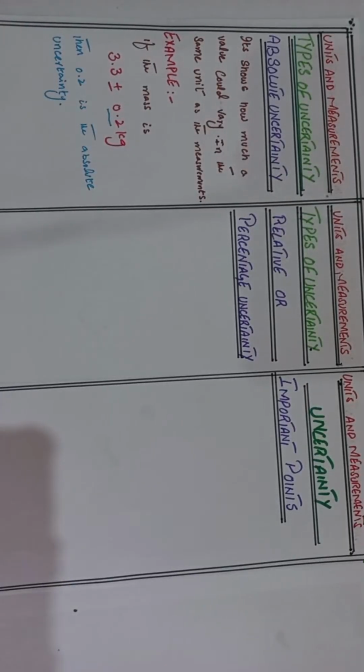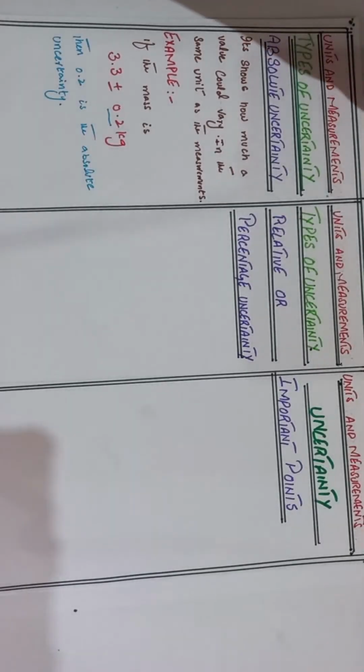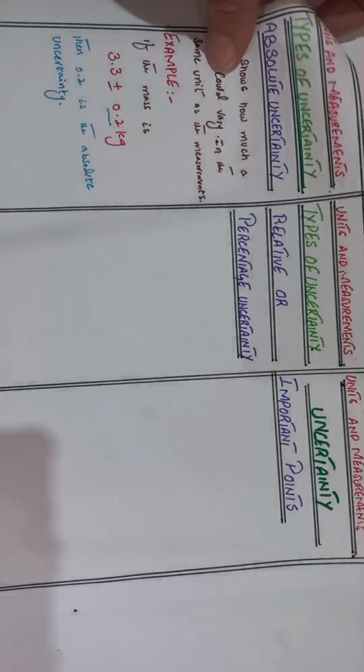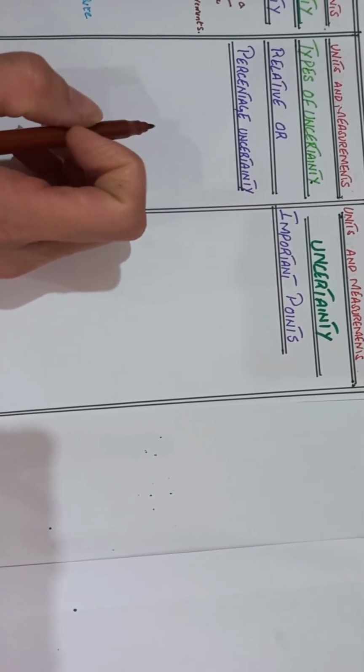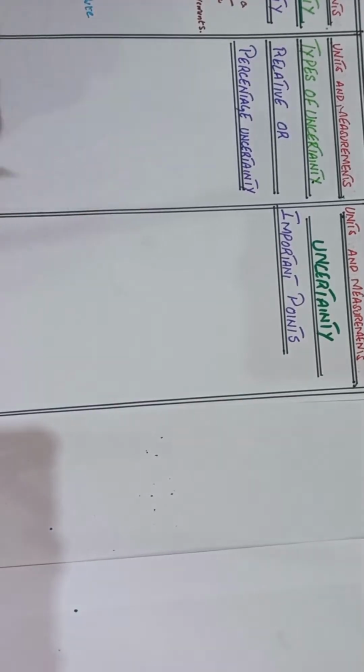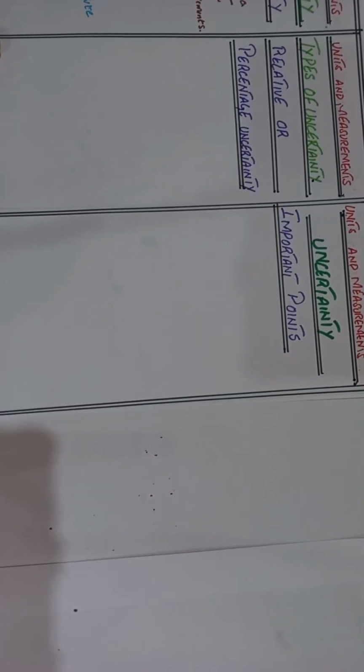Okay, now we talk about relative or percentage uncertainty. What is relative or percentage uncertainty? This shows how big the uncertainty is compared to the value. For the value which is measured, how much uncertainty exists is called the relative or percentage uncertainty.